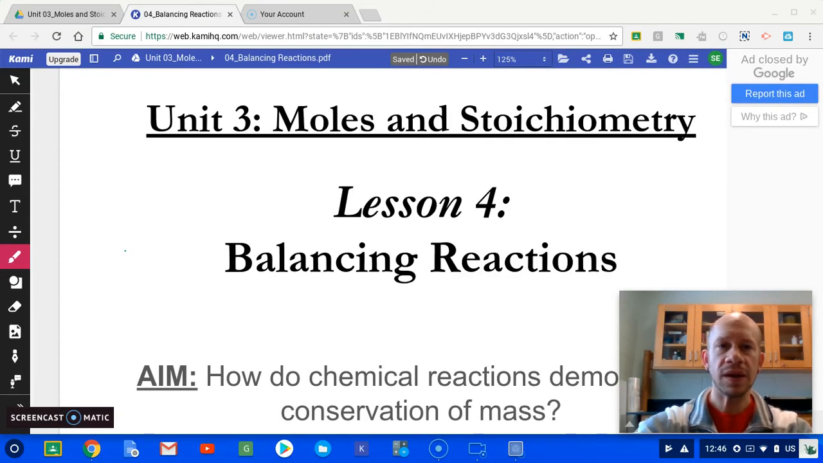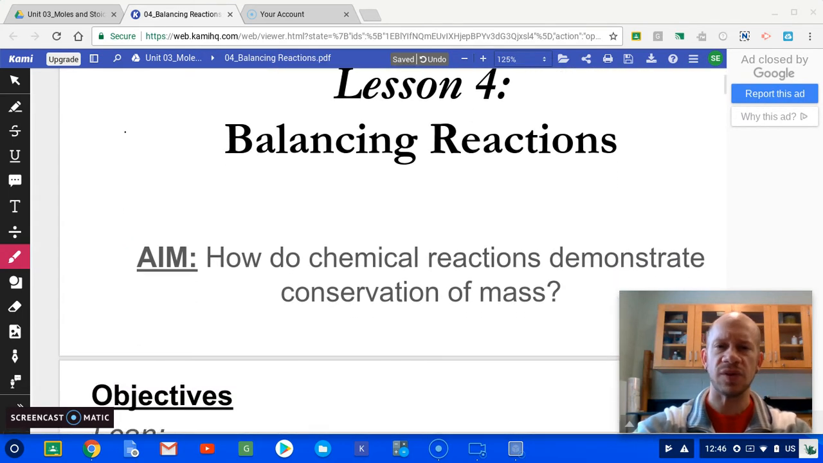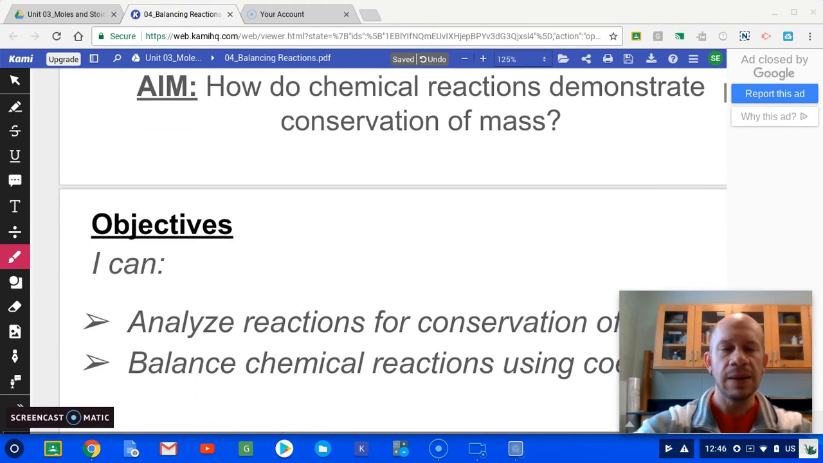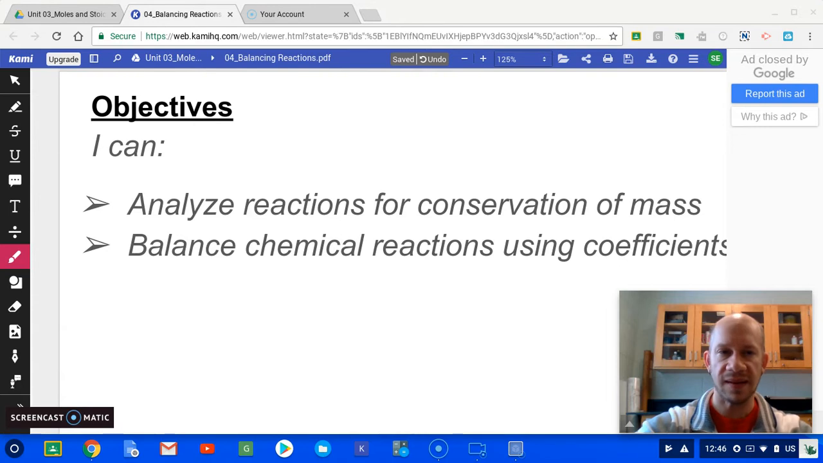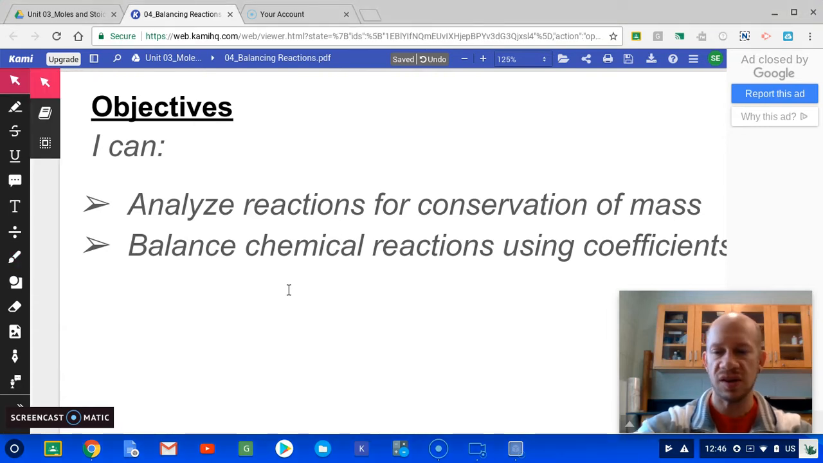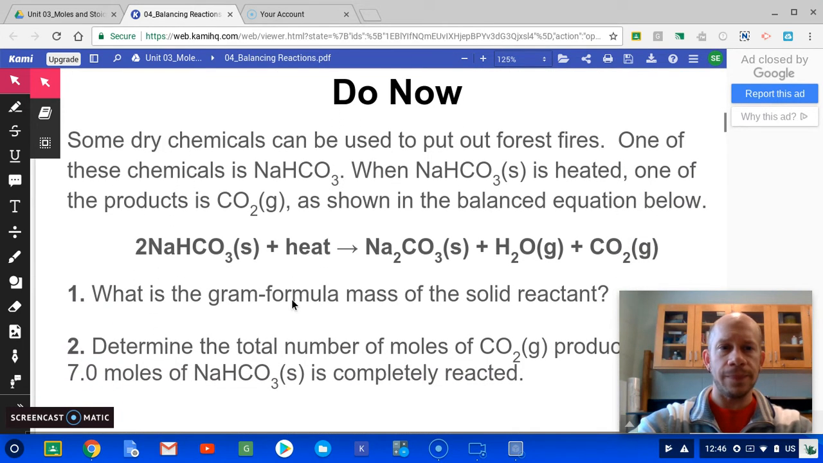This is Unit 3, Moles and Stoichiometry. Lesson 4, Balancing Reactions. How do chemical reactions demonstrate conservation of mass? By the end of this video, you will be able to analyze reactions for conservation of mass and balance chemical reactions using coefficients. Review due now.